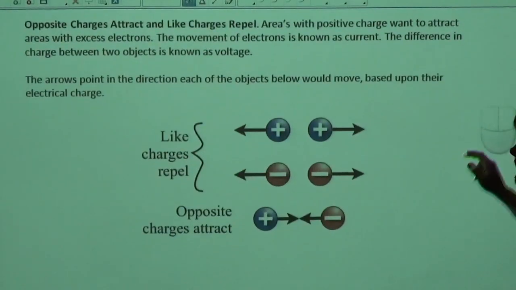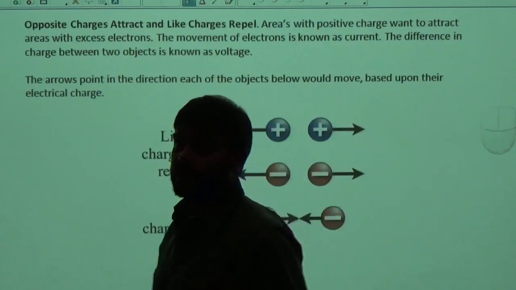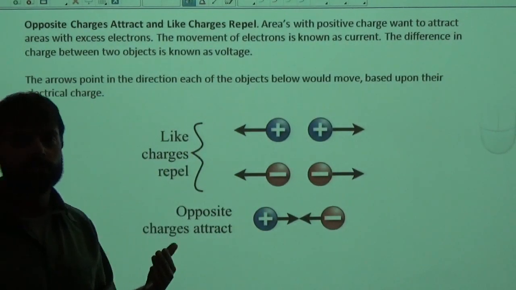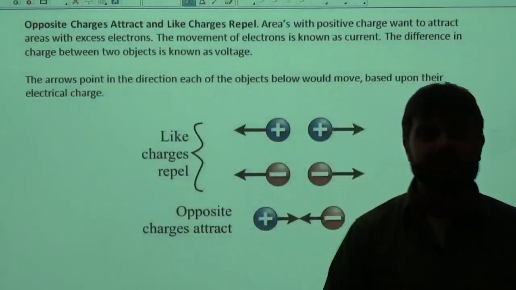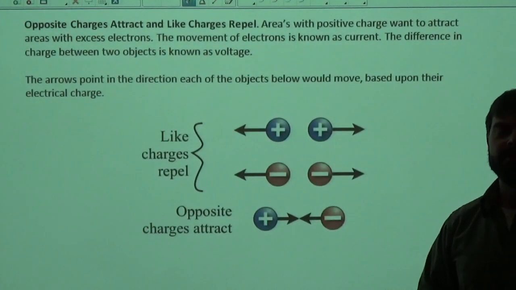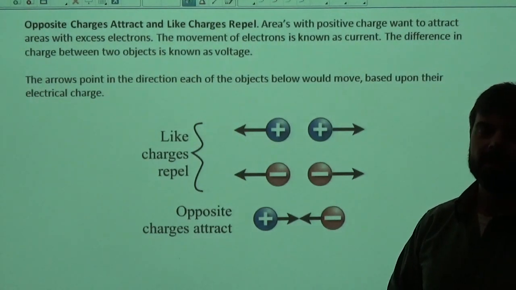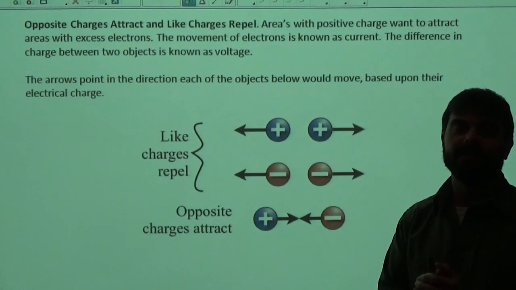So we talk about like charges versus different, unlike charges, and what happens as far as force or motion, or what way they actually move. So I think even as a younger individual, you probably have played with magnets or just had the whole idea that opposites attract and like things repel.